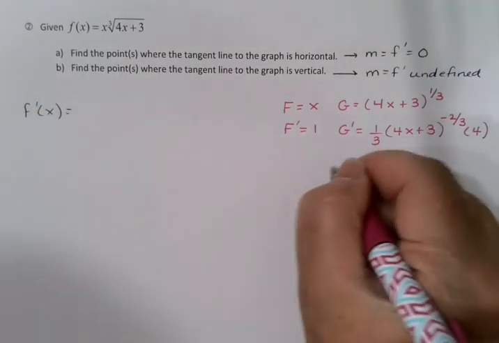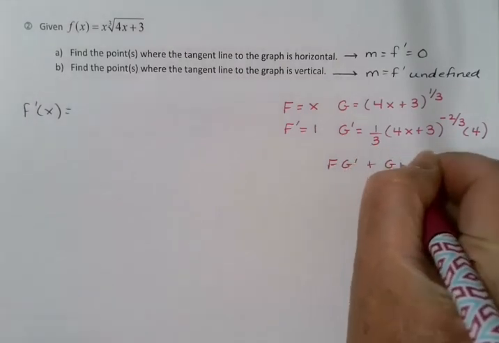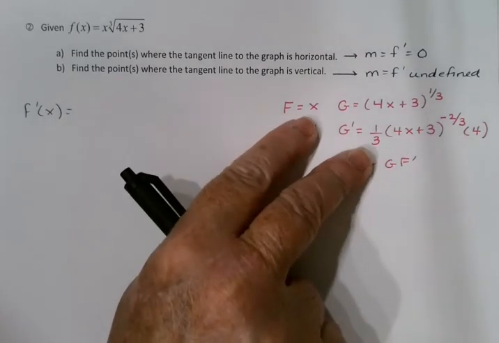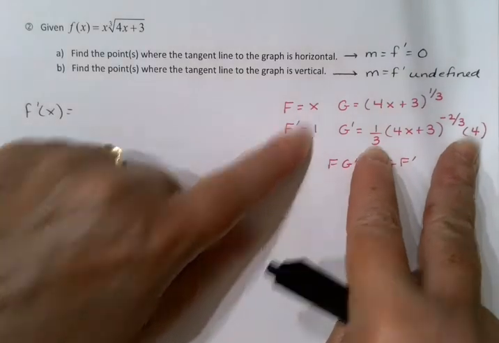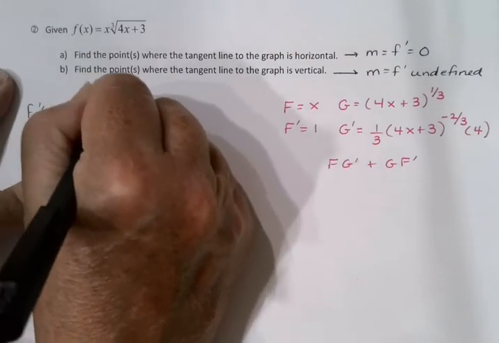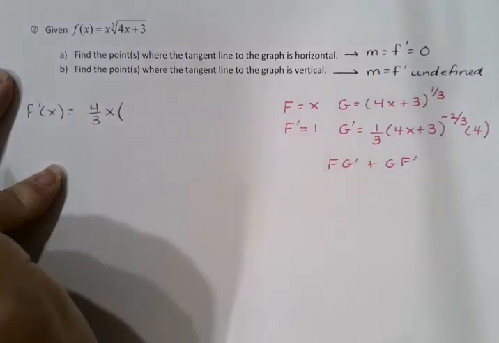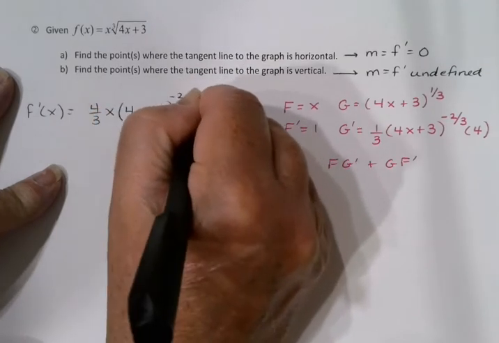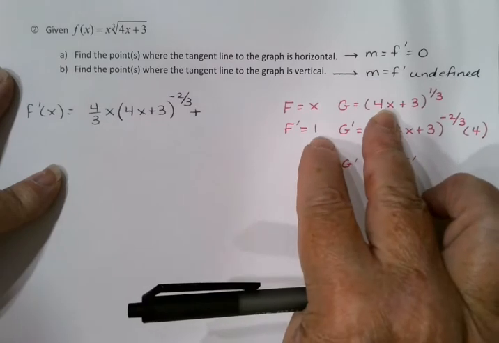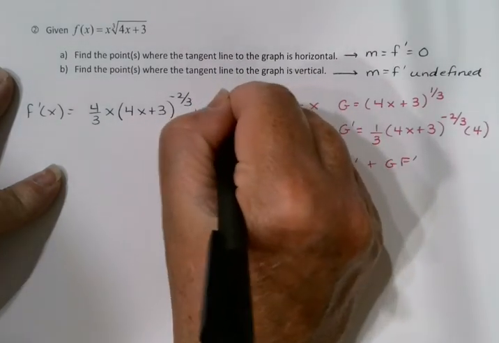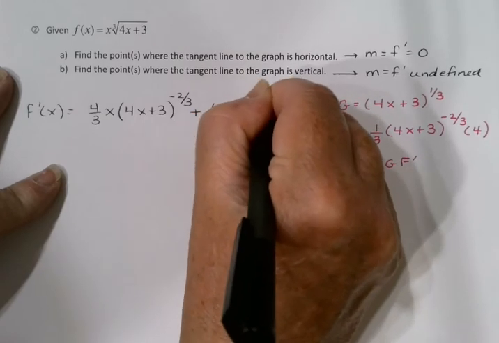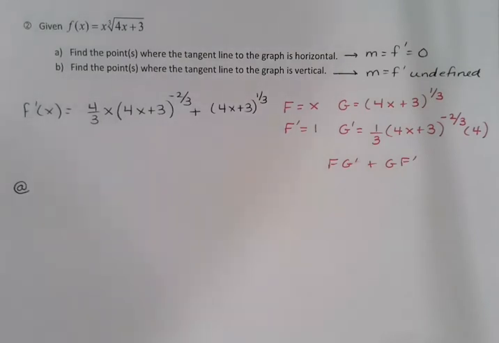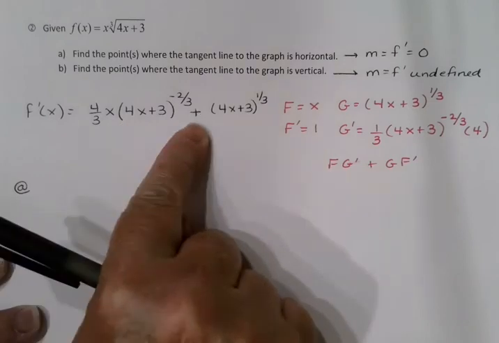And then I'm going with a product rule here, so f g prime plus g f prime. All right, f g prime, I would have 4/3 x times (4x plus 3) to the negative 2/3 plus g f prime, just (4x plus 3) to the 1/3. All right, so for part A, the horizontal tangent line, I'd like to know where the slope or derivative is equal to 0.